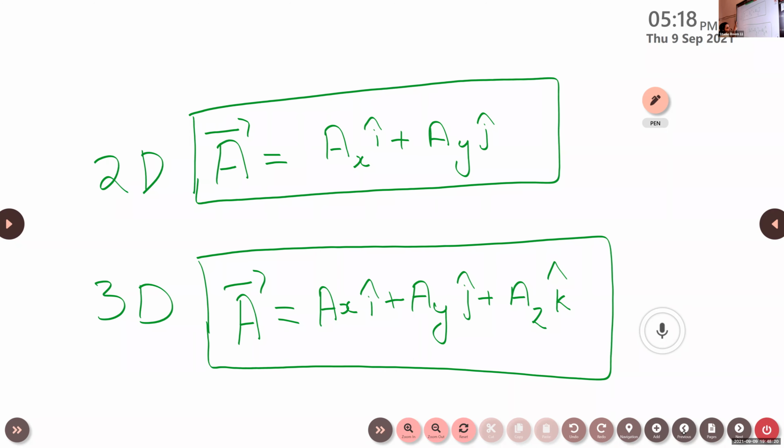So just try to be thorough with these equations for vector A in two dimension and three dimension. In two dimension, the equation is of the form vector A is equal to AX i cap plus AY j cap. In three dimension, it is vector A is equal to AX i cap plus AY j cap plus AZ k cap. This is the general equation for vector addition using component method. I will give the numericals in the next class.